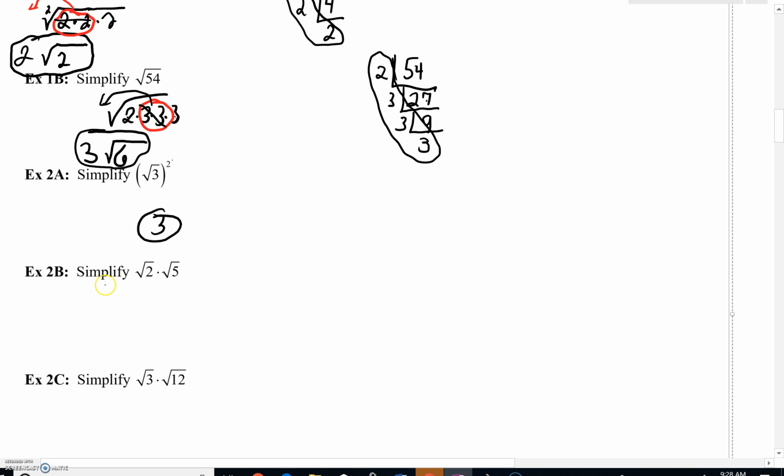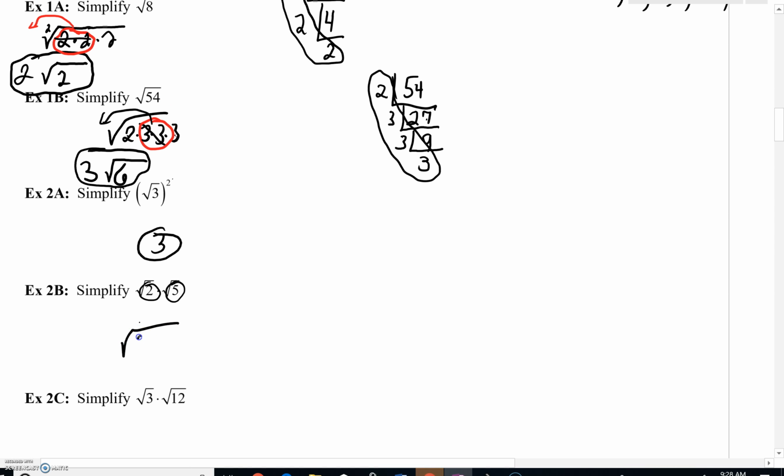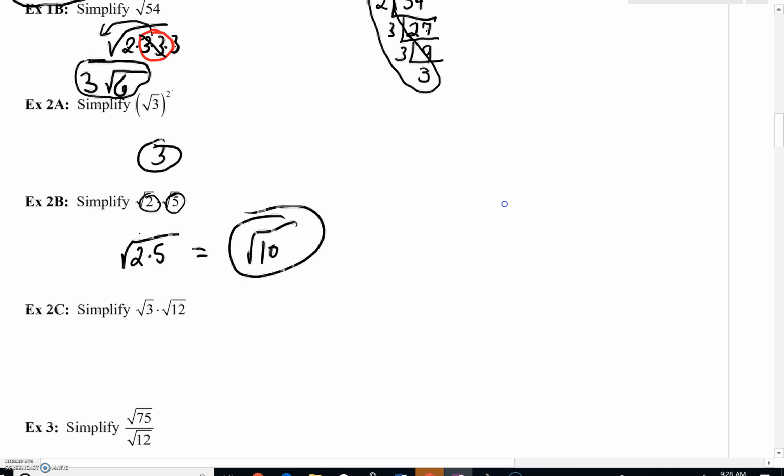When you're looking at 2b, look at this. You've got two numbers inside. They're both prime numbers. I can't reduce either one. I can't break down the 2 or the 5, but I can multiply them on the inside. I can make this one radical, and 2 times 5 is going to get you a 10. Your final answer is just a radical 10.